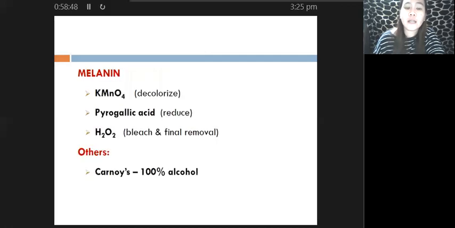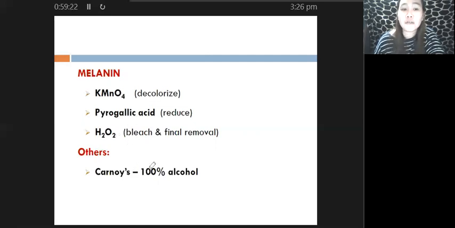Okay? So for the presence of melanin, we can remove it using a series of steps, which involves the use of several reagents. To decolorize melanin, you can make use of potassium permanganate. To reduce melanin, we can make use of your pyrogallic acid. And for the final removal of your melanin, you can make use of hydrogen peroxide.